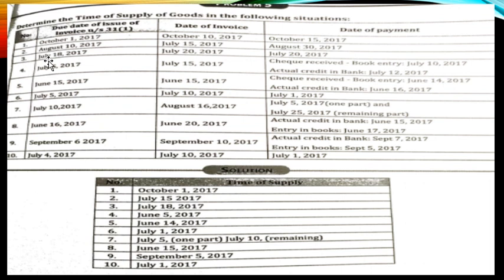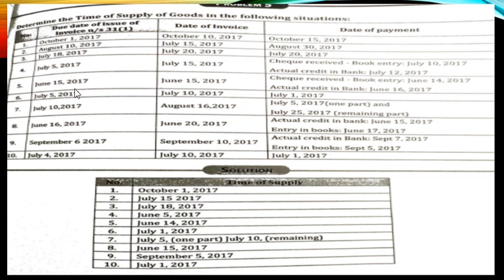Now fourth situation: the due date of issue of invoice is July 5th, the date of invoice is July 15, then the date of payment of the invoice, check received, book entry, is July 10th, and the actual credit made at the bank is July 12th. So which is earlier? July 5th is earlier, which is the due date of issue of invoice.